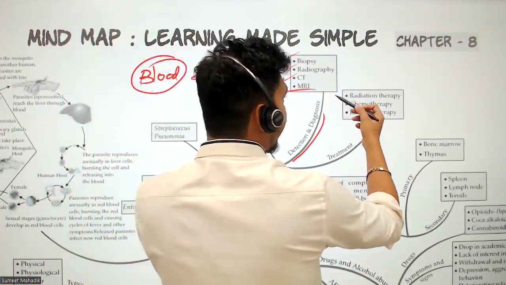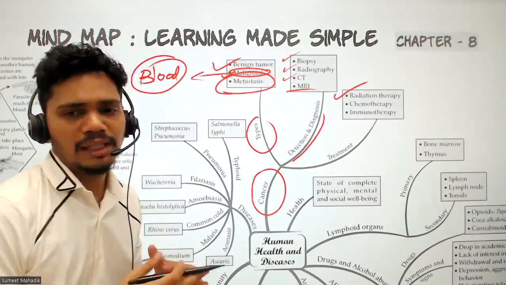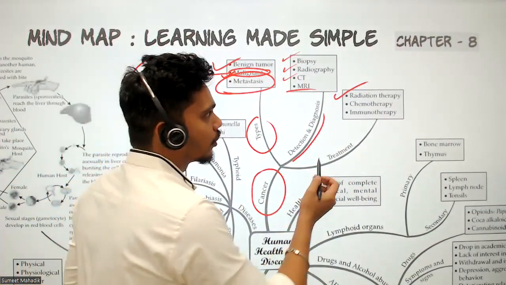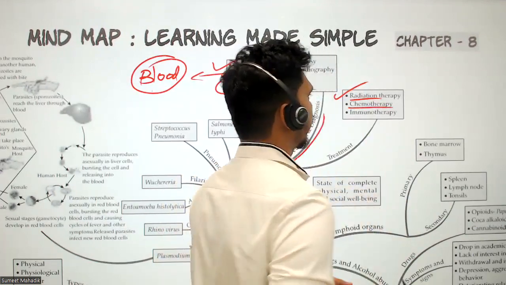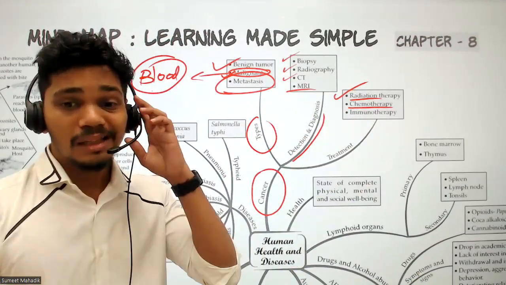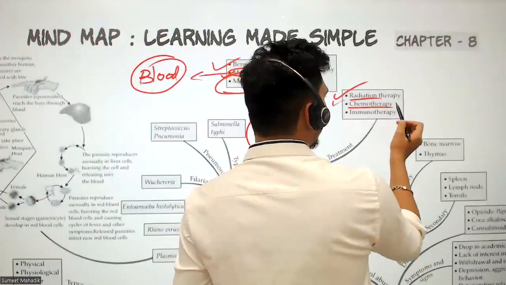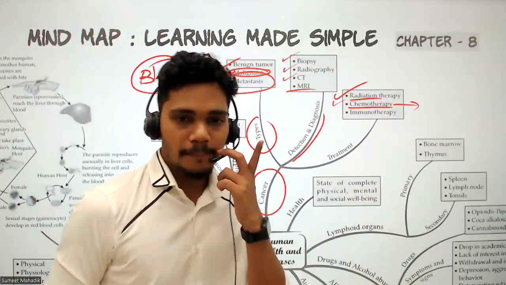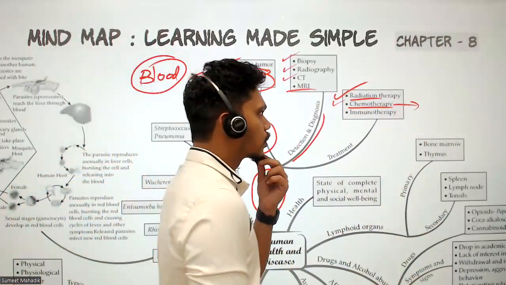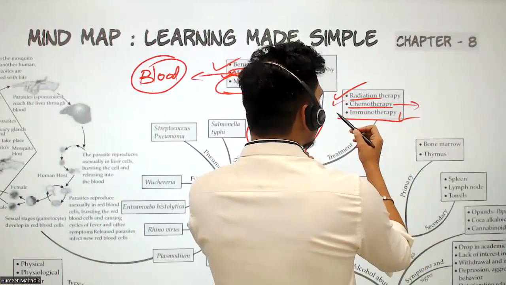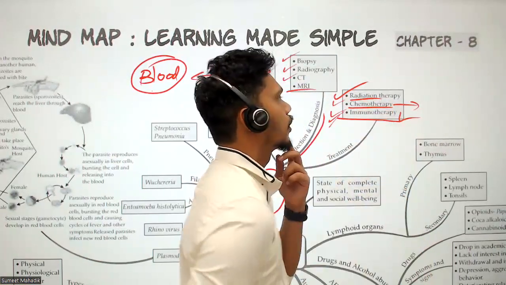Now treatment. Radiation therapy is given. Is that called chemotherapy, right? No. Radiation is different. Chemotherapy is different. Radiation therapy is where radiation is given as treatment. Then chemotherapy, obviously, where some chemicals, some drugs are used, and then immunotherapy. Which is mostly effective? Immunotherapy.